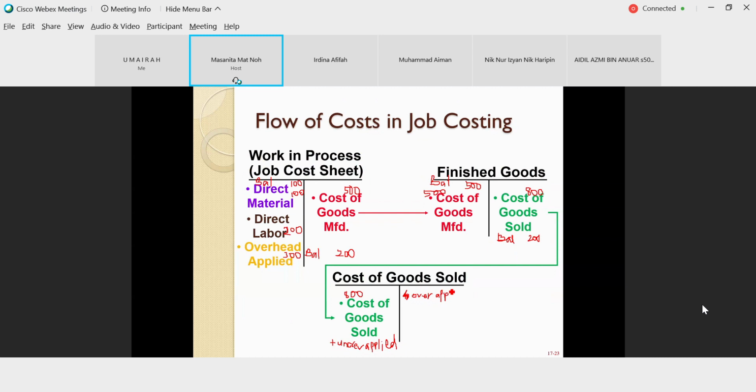Ini nak belajar menulis. I'm sorry for not able to write properly.